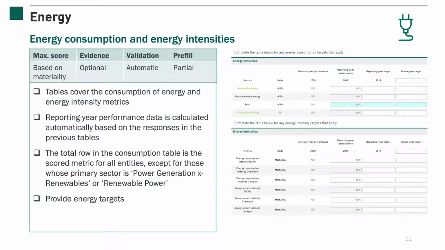The reporting year performance data for these tables is calculated automatically based on the values provided in the previous energy tables. The total row in the consumption table is the scored metric for all entities, with the exception of entities in the sector superclasses, power generation excluding renewables, and renewable power. To obtain full points for the indicator, entities should provide targets for the reporting year and a future year for the scored metric. Note that the targets for the scored metric are not calculated automatically. Energy intensity metric targets are not mandatory to report and are not scored.